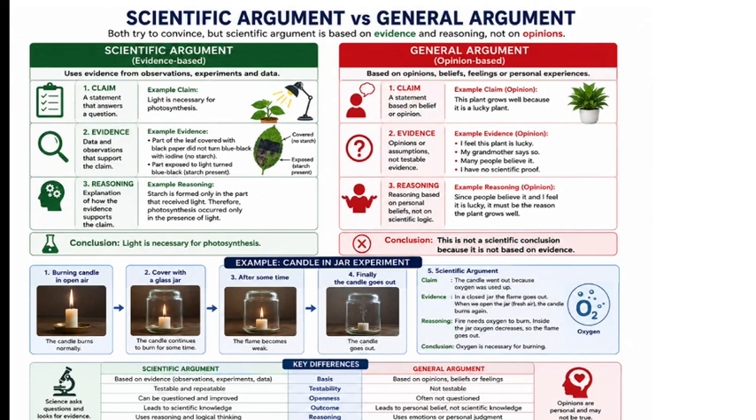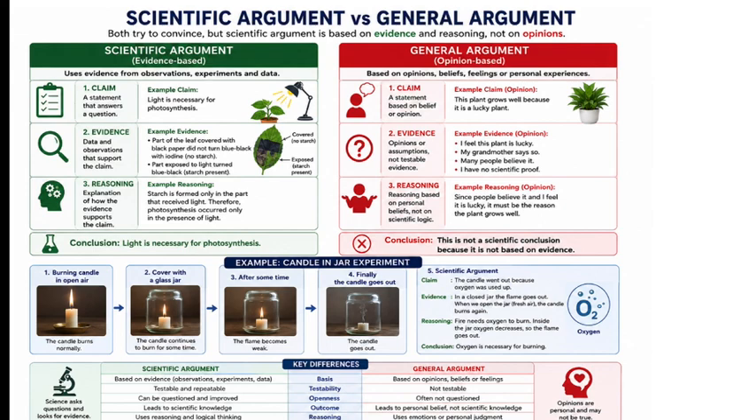How we convince makes the difference between the scientific argument and the general argument. In a scientific argument, we convince people by showing proof or providing evidence about something. Whereas in a general argument, we try to convince other people without showing any evidence or proof, just by our beliefs. Let's take an example so that we understand the difference, and how the process of argument starts and how we convince others.